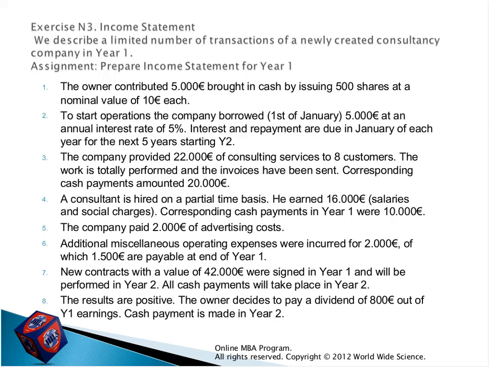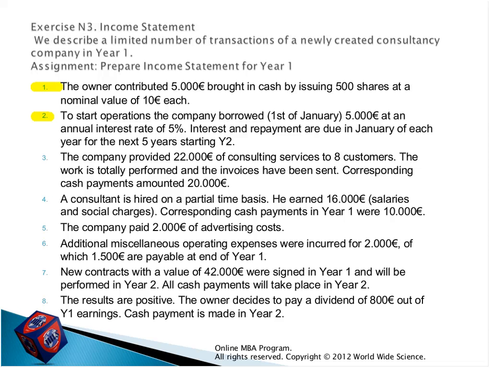So first one: the owner contributed 5,000 euro in cash by issuing 500 shares at the nominal value of 10 euro each. So that means the owner invested 5,000 euro in the company, right? So he assumes that each share would be equal to 10 euros. So he was issuing around 500 shares. This is just knowledge for you. Next one.